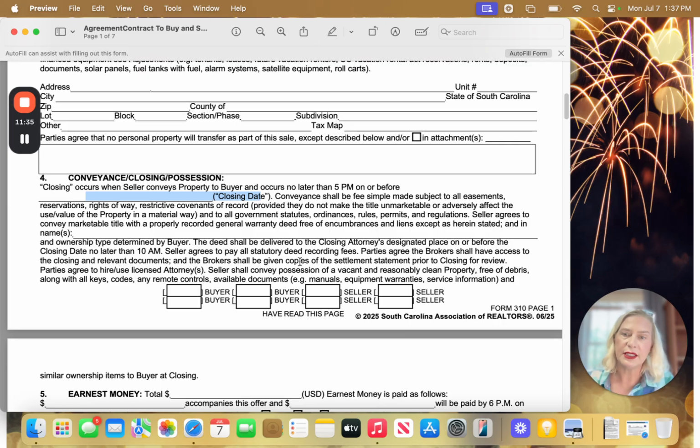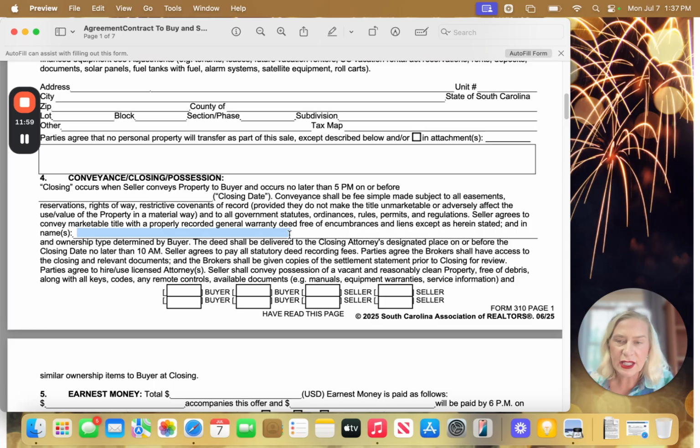Another section that is highly skipped over is this section right there where that blank is. And what that section says is the seller is agreeing to provide a marketable title with the conveyance of this property in a recorded general warranty deed free of encumbrances.